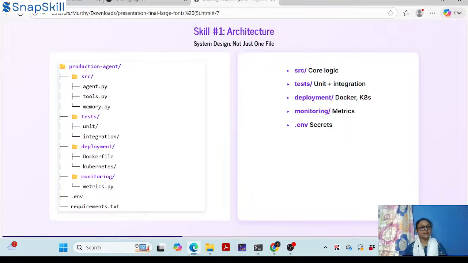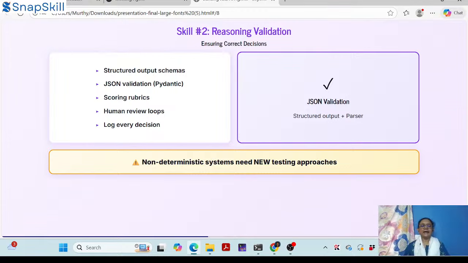So the first one is design patterns, which we are covering. In design patterns we are going to discuss core logic, unit tests, Docker, metrics and secrets. Secrets are nothing but API keys. That is the first one. And then reasoning.